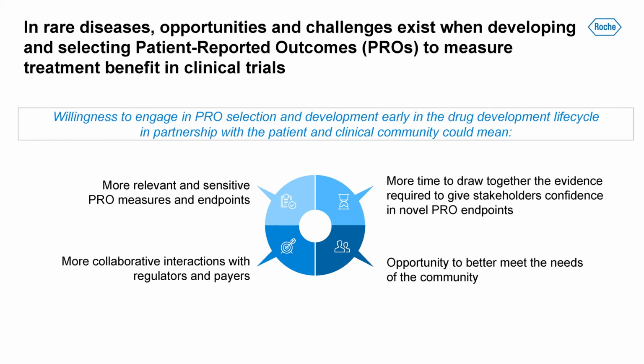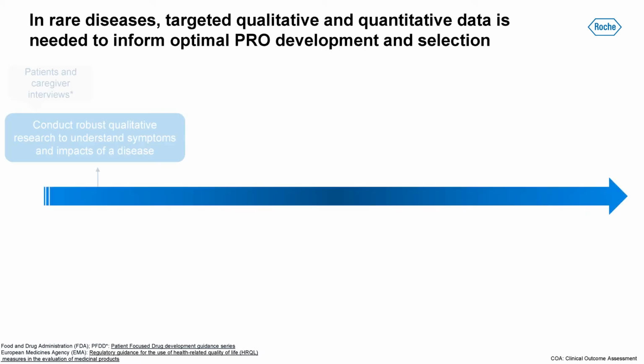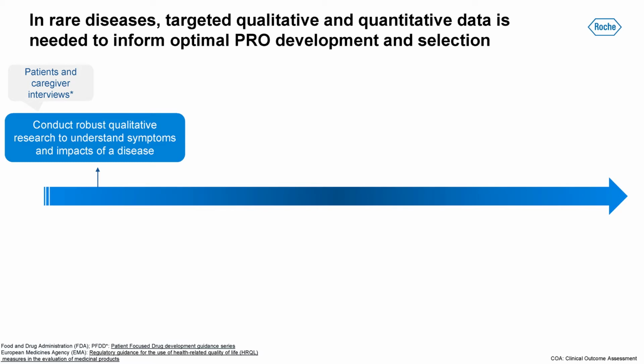So in rare diseases, targeted qualitative and quantitative data is needed to inform optimal patient-reported outcome development and selection. And I'll just briefly describe the steps that we go through to develop a patient-reported outcome for use in clinical trials. So we start with robust qualitative research to understand the symptoms and the impacts of importance in a given disease. And this is usually via literature reviews, if literature exists. But where literature does not exist, patient and caregivers semi-structured interviews which follow health authority guidance and methodology.